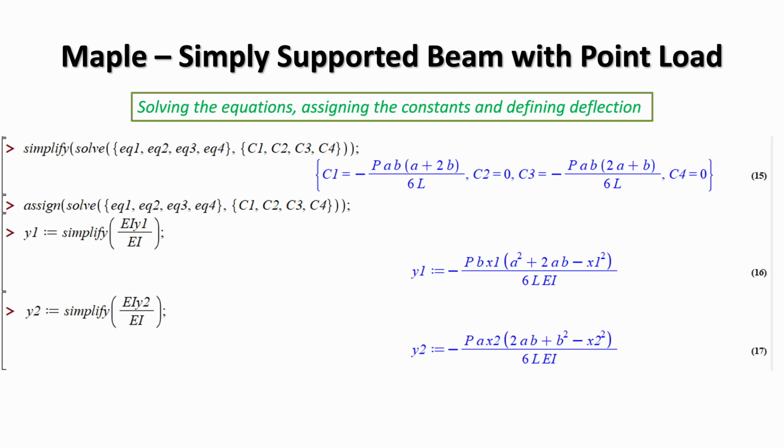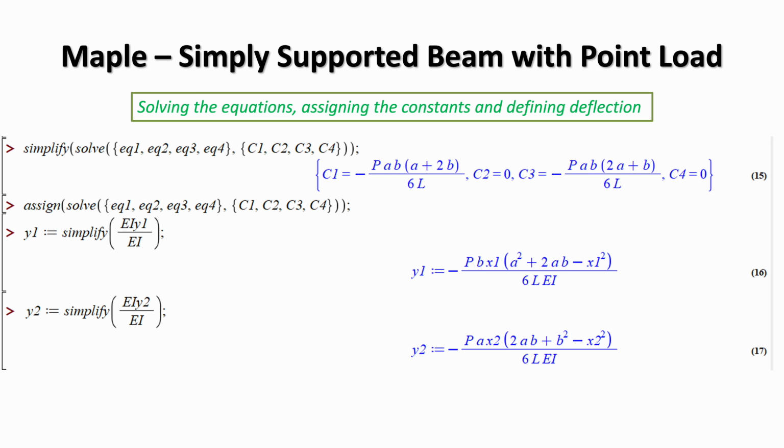At this point, Maple has determined all four constants of integration. Notice that this includes the values we already identified earlier, such as C2 and C4 equaling 0. We then use the assign command to substitute these constants into the slope and deflection expressions automatically. This means we no longer need to carry the constants explicitly. They'll now be built into the equations.